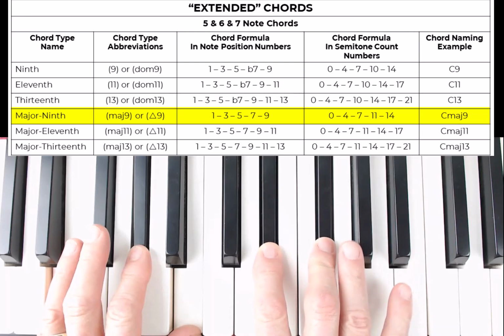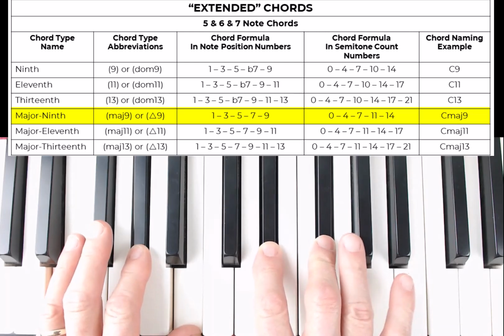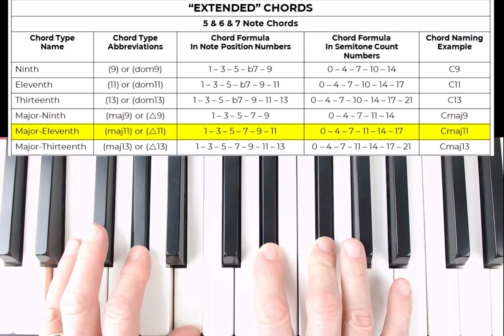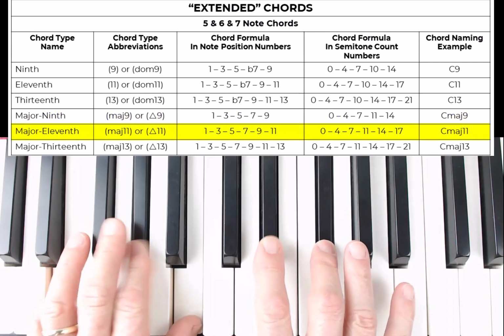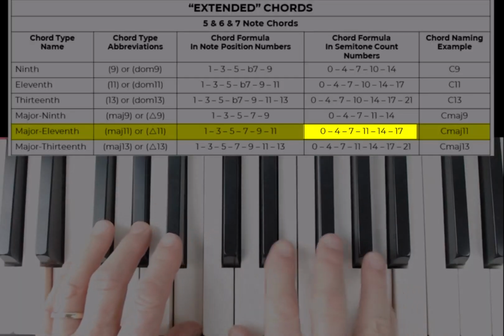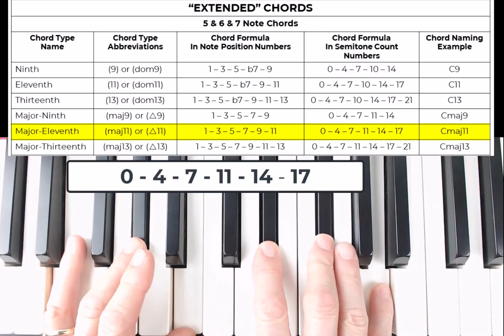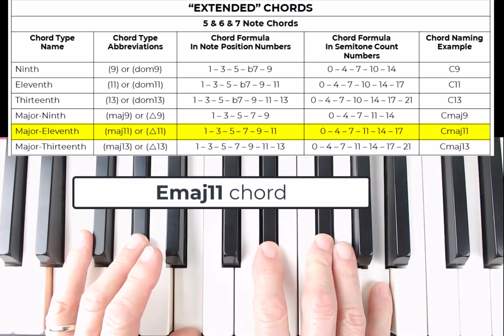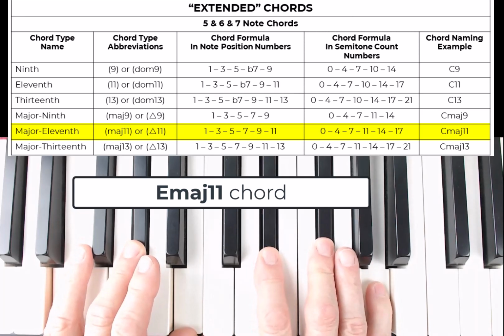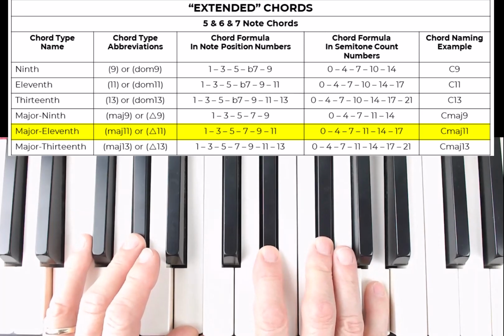If we're going to keep the same thing, if we wanted to play a major 11th, the next extended chord, we're going to take these same notes, and we're at 14, 15, 16, 17, so we're going to add the 17th, and now we've got an E major 11. That's got six notes in that particular chord.